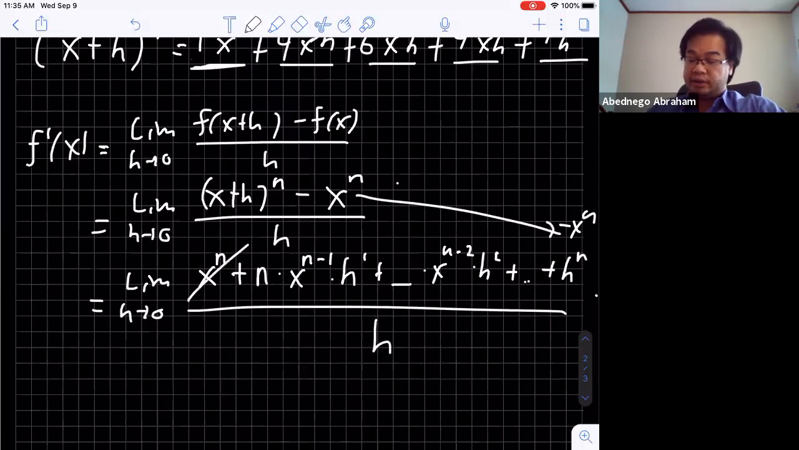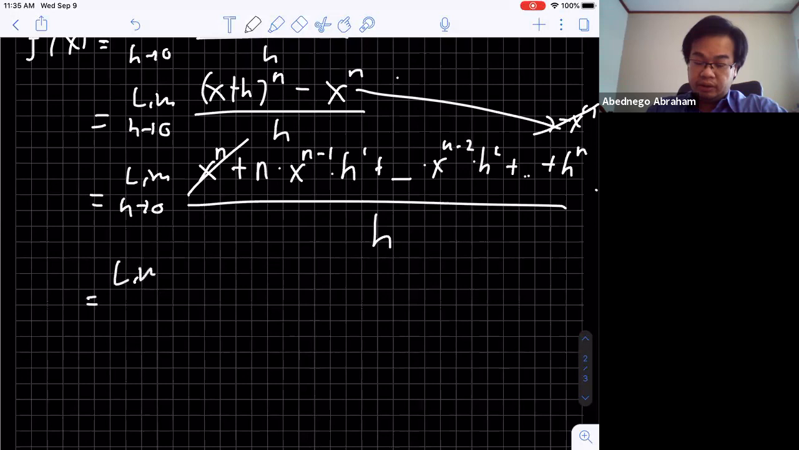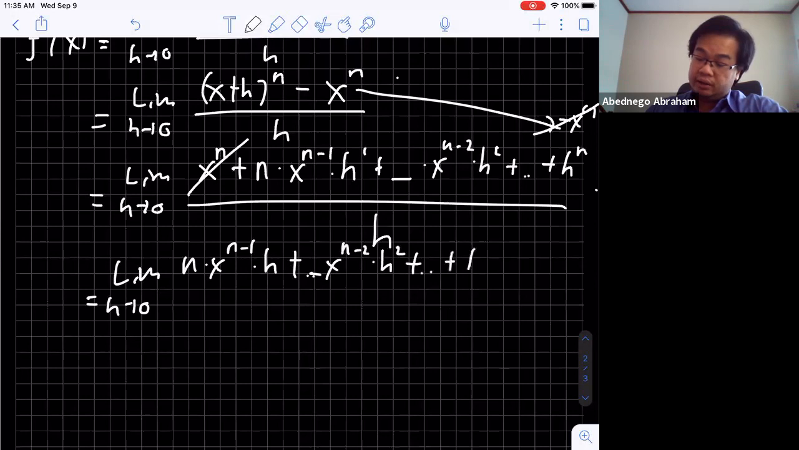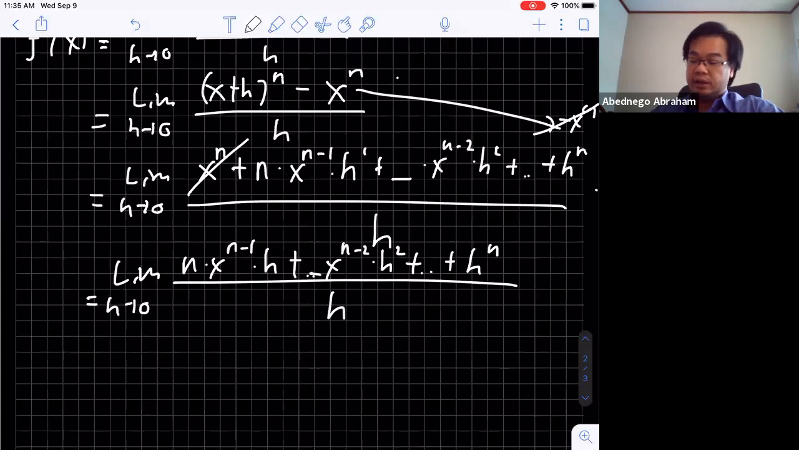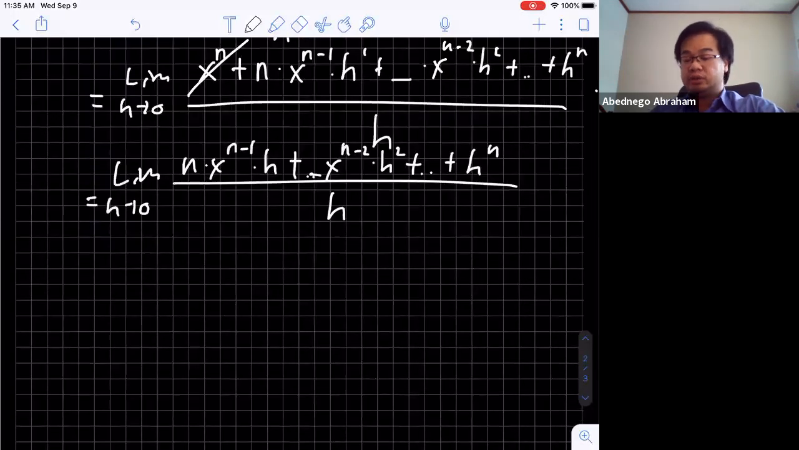Okay, this is cancel. So what we have left is actually equal to the limit of h approaching 0 of n times x to the power of n minus 1 times h plus the coefficient x to the power of n minus 2 times h to the power of 2, until h to the power of n, divided by h. Okay, and then if we substitute h equals 0, it's still 0 over 0, right? It's still 0 plus 0 plus 0 plus 0 plus 0 over 0. So we need to do some simplification again.